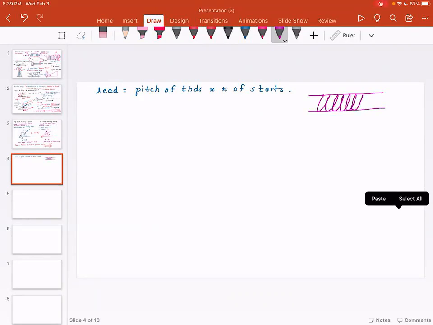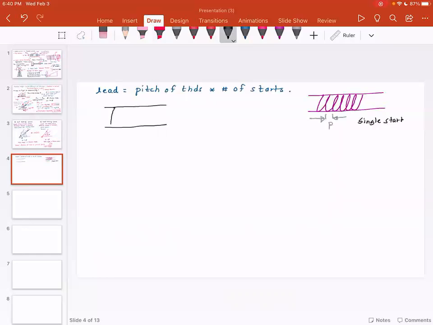So what it means, in one revolution of screw, the nut is going to travel forward by just one pitch distance, and I'm going to call this P. So distance between the successive threads is P. So this is the pitch. But sometimes what happens is you could have, this is single start, and you could have a multi-start screw wherein two threads run parallelly.